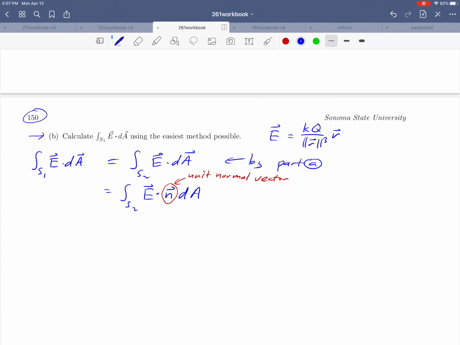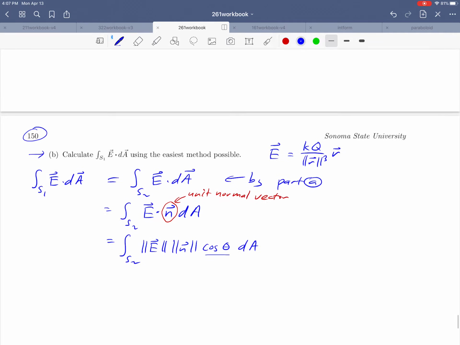Now we're ready to think about that geometric way of viewing the dot product. E dot n breaks down into the length of E times the length of n times the cosine of the angle in between. But question for you. We're integrating over S2, which was the perfect sphere. What is the angle between our electric field vectors and a normal vector to S2?